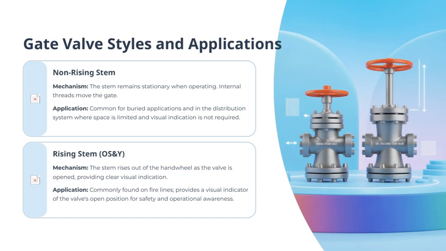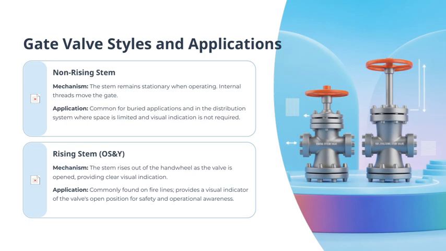When the valve is opened, you'll see the stem rise out of the handwheel, making it easy to tell its status at a glance. Now, moving on to the mechanism of this rising stem valve. As you open the valve, the stem actually lifts up, giving that visible indication of the valve's position. It's a simple but very effective design for situations where knowing whether a valve is open or closed is critical.